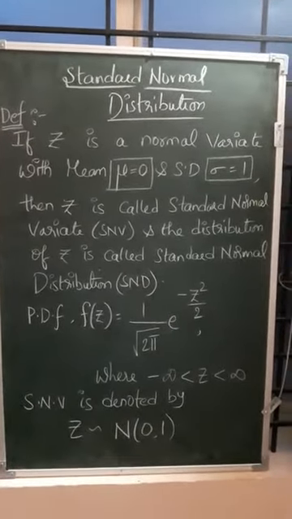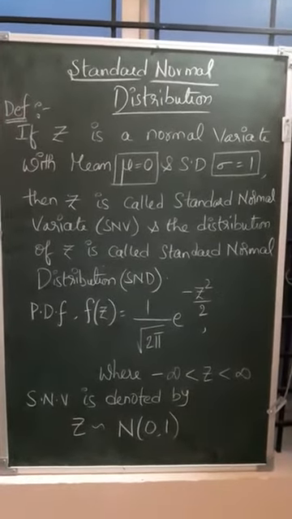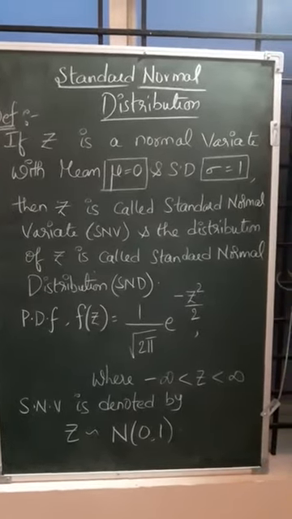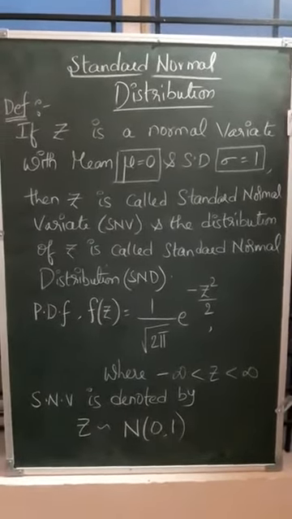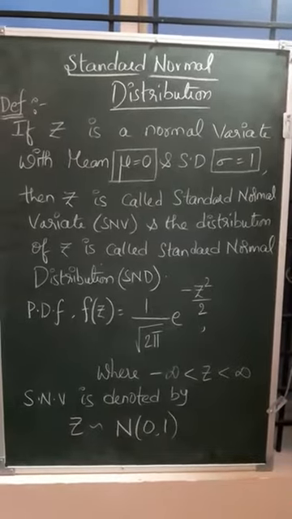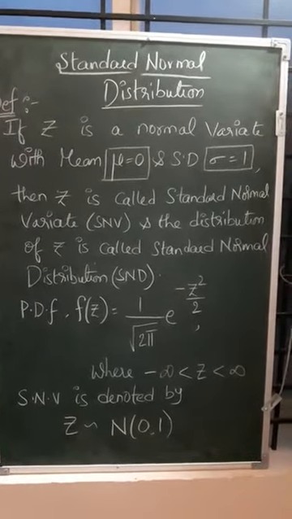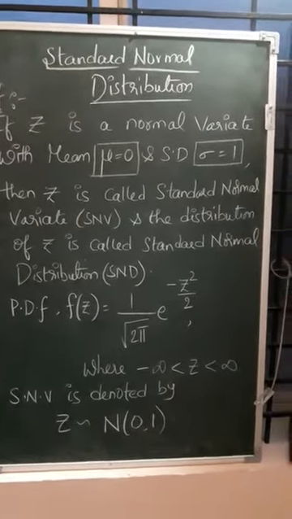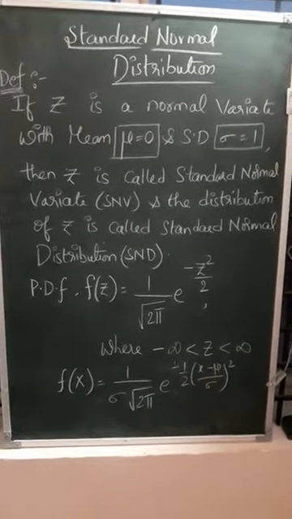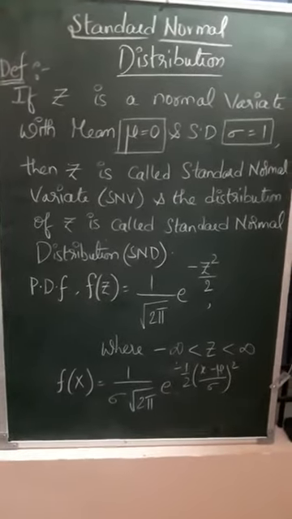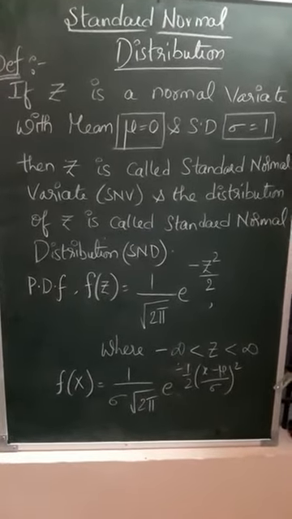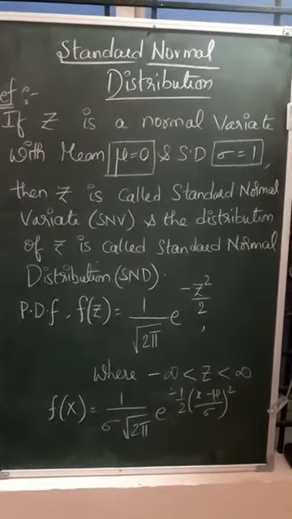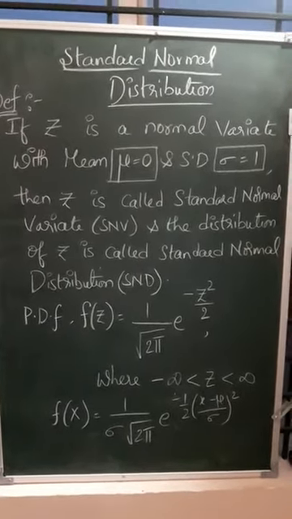Now the PDF. Do you remember the PDF of normal distribution? What is it? PDF of normal distribution: f of x equals 1 by sigma root 2 pi e power of minus 1 by 2 bracket x minus mu by sigma whole square. See down, look at the PDF I have written at the bottom. f of x equals 1 by sigma root 2 pi e power of minus 1 by 2 x minus mu by sigma whole square. So that is the PDF.